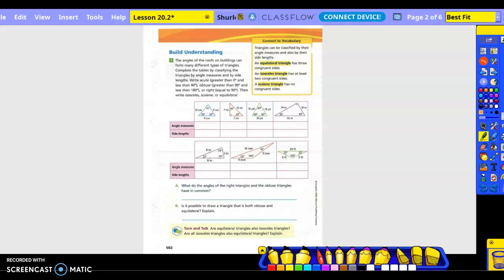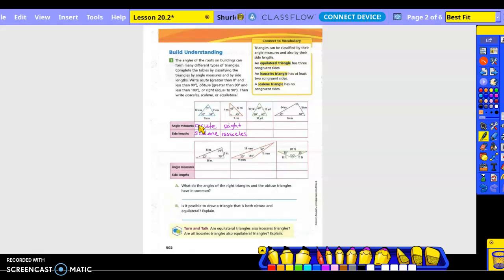For that first one, what type of triangle? Acute. Side lengths make it what type of triangle? Equilateral, isosceles, or scalene? Scalene. Next one, what type of triangle measured by its angles? Right. What type of triangle by its sides? Isosceles, because it has two similar sides, right?